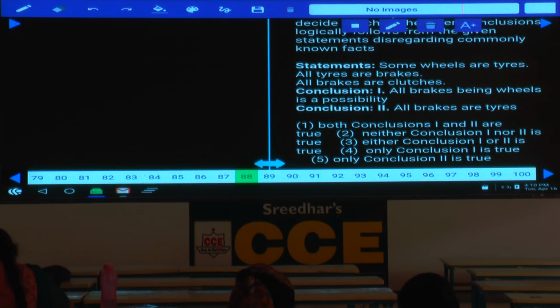Now question number 88. Some of the wheels are what? Some wheels are tires. Now some wheels or tires can be written like this. All tires are brakes.